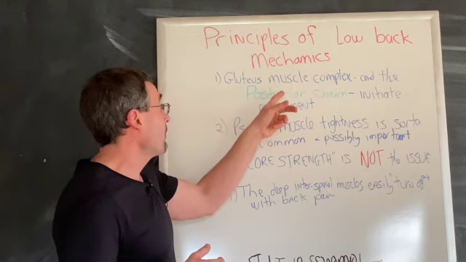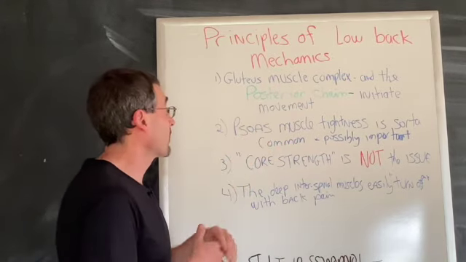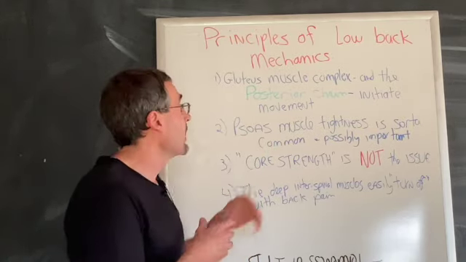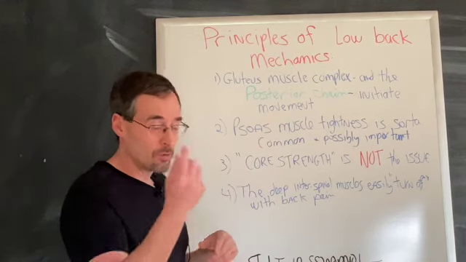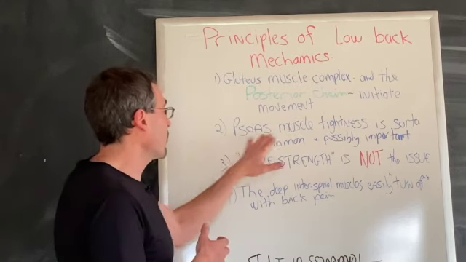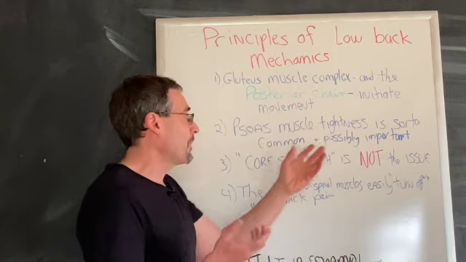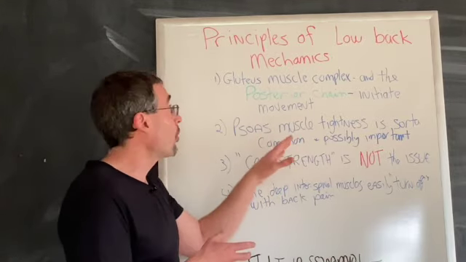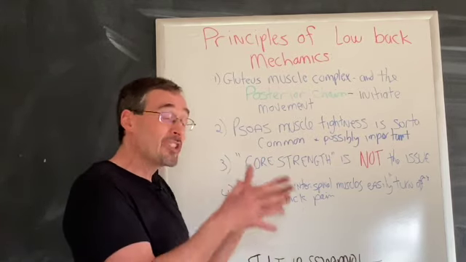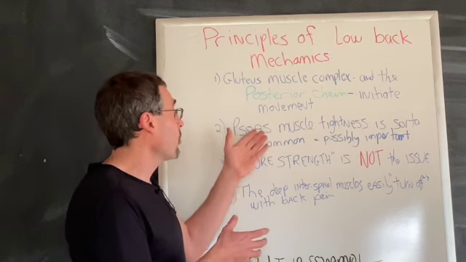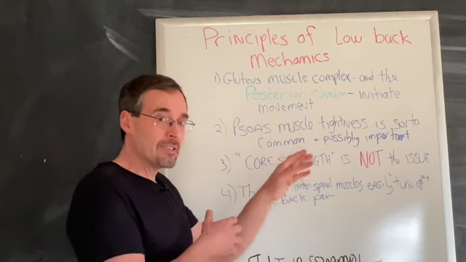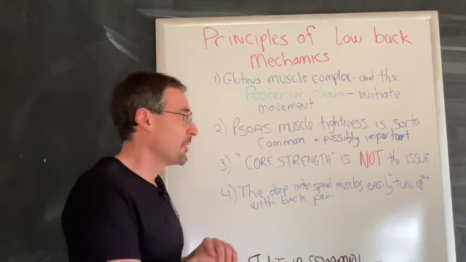One is that the gluteus maximus complex, and we'll talk about the gluteus maximus complex, which includes the gluteus maximus, the gluteus minimus, and medius. This little complex and the posterior chain, and we'll talk about that too, initiate almost all of our movements. That's an important concept. The psoas muscle tightness is sort of common and possibly important. So the psoas does play a role in the movement of the spine, but it also plays a role in the movements of the hips, but it's attached to the lumbars. And so therefore, sometimes the psoas can have an indirect influence on it. But again, is it tightness or is it imbalance? That's what you have to consider.